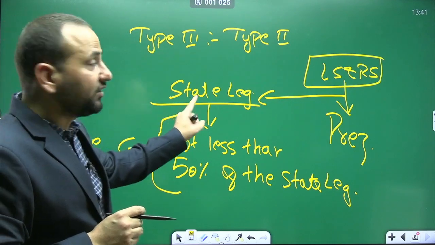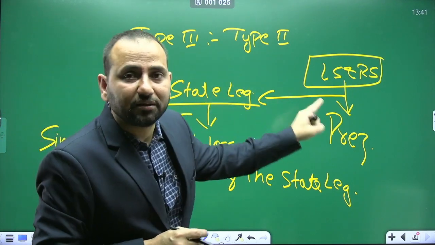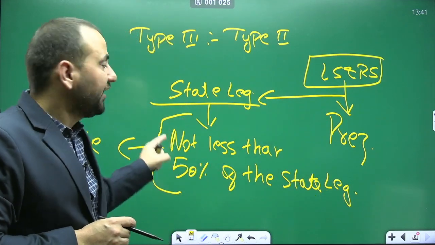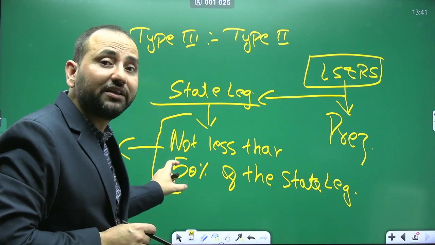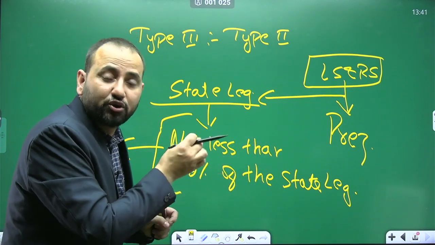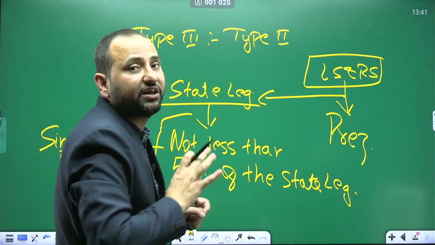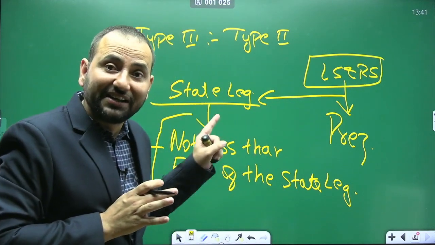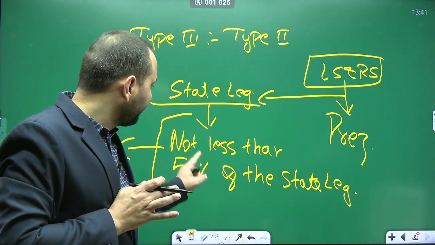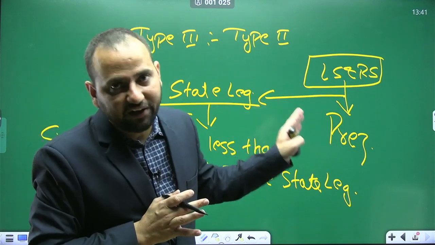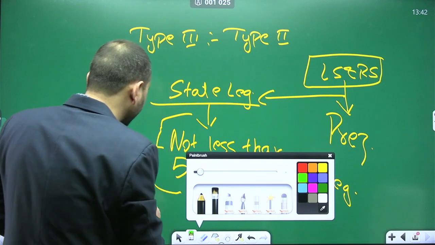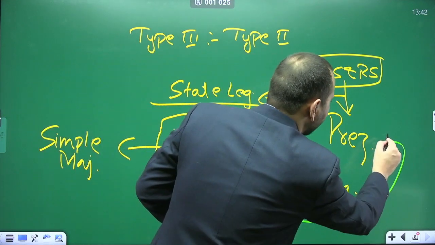So what happens here? When the bill is passed by the Lok Sabha and the Rajya Sabha, then before getting the assent of the president, it goes to the state legislature, and the state legislature needs to ratify it by simple majority. How many of the states should ratify? Not less than 50% of the state legislature should ratify it. And here state means union territories also with legislation. So if not less than 50% of the state legislature ratifies it, then after this process, it goes to the president for assent.